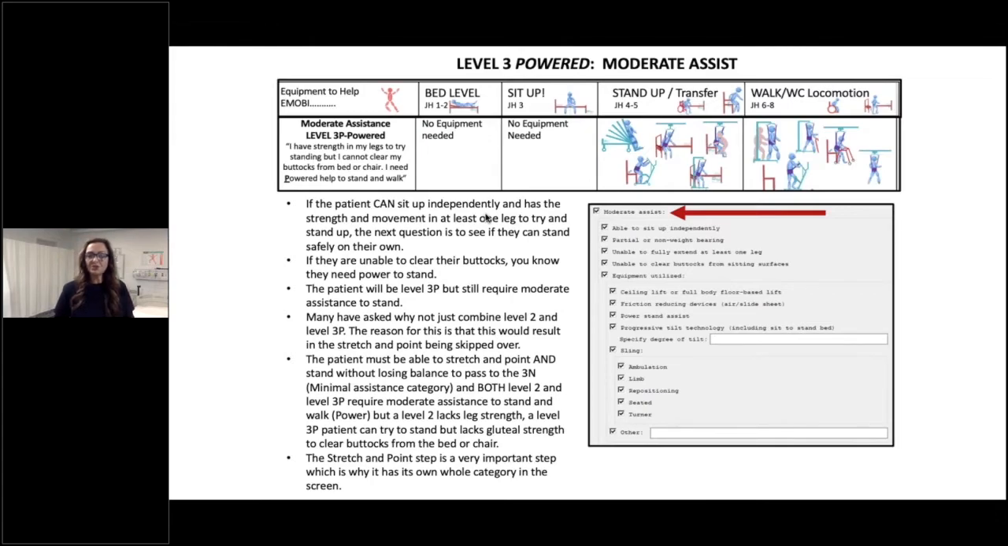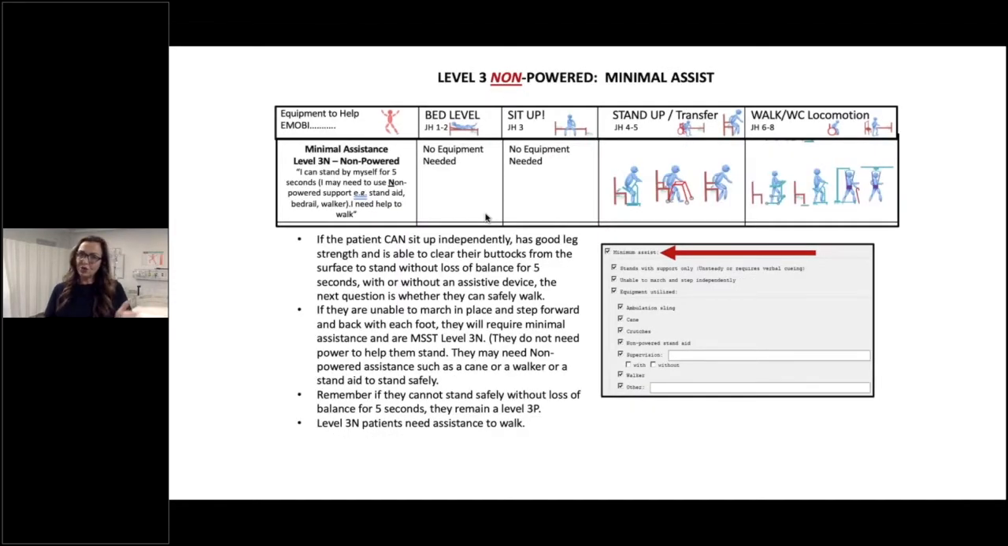Both level 2 and level 3P require power to stand up. A level 2 lacks the strength to try and stand. A level 3 can stand with or without assistance, but they cannot hold it for 5 seconds. So now, if the patient has shown that they can stand without swaying and faltering for 5 seconds, they are in the level 3N, and we now want to determine, can they march and step to be able to walk?